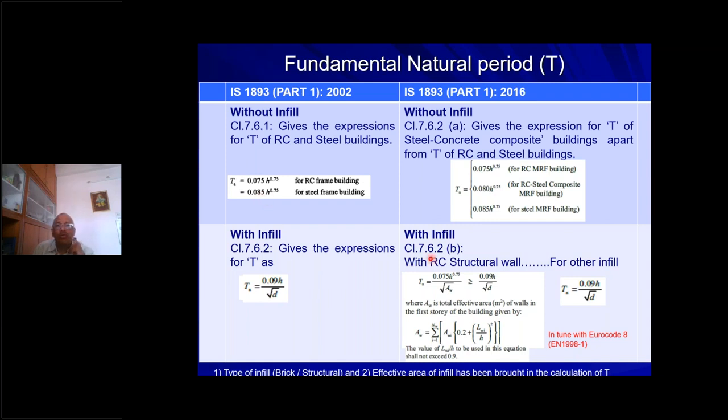Now coming to the new code of practice, they retain the same expressions, but in between 0.075 and 0.085, they introduced one more time period expression, 0.080 h to the power of 0.75. The first expression, 0.075, is to be used for RC moment resistant framed buildings, and the last one, 0.085, is for steel moment resistant framed buildings. In between you have RC and steel composite buildings. The question had come up: what should be used for a composite building? That's why they introduced the in-between 0.080.